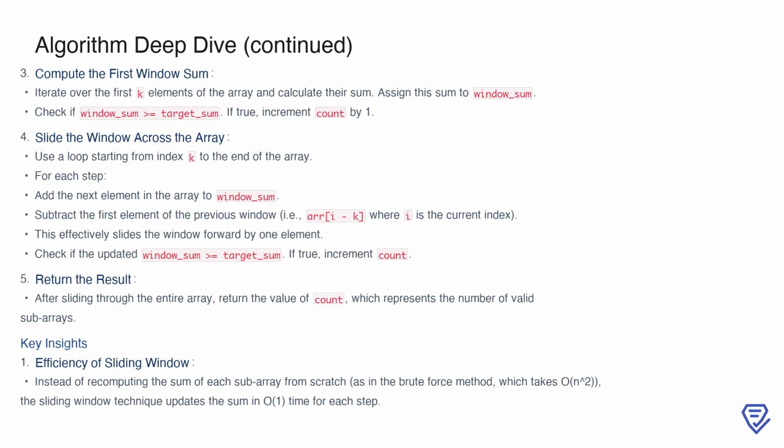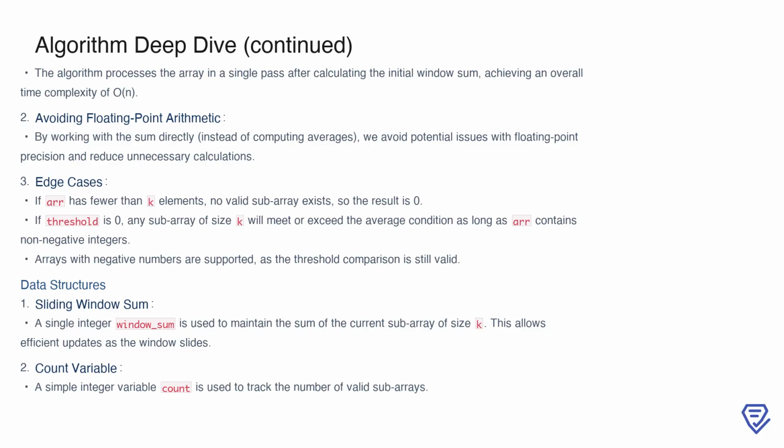Once we've processed the entire array, the count variable will hold the total number of valid subarrays, which we then return. This approach is highly efficient because it avoids recalculating the sum for each subarray from scratch. After computing the initial window sum, the algorithm simply updates the sum in constant time for each step. By processing the array in a single pass, we achieve an overall time complexity of O(n).